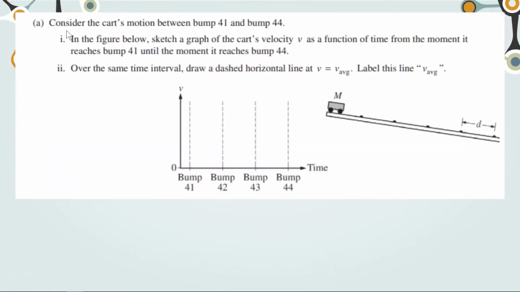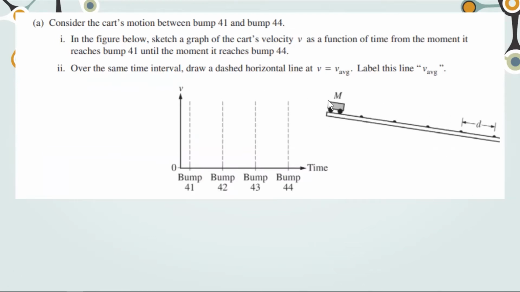Part A. Consider the cart's motion between bump 41 and bump 44. In the figure below, sketch a graph of the cart's velocity v as a function of time from the moment it reaches bump 41 until the moment it reaches bump 44. Over the same time interval, draw a dashed line at v equals v average. Label this line v average. Here's the diagram of the setup.